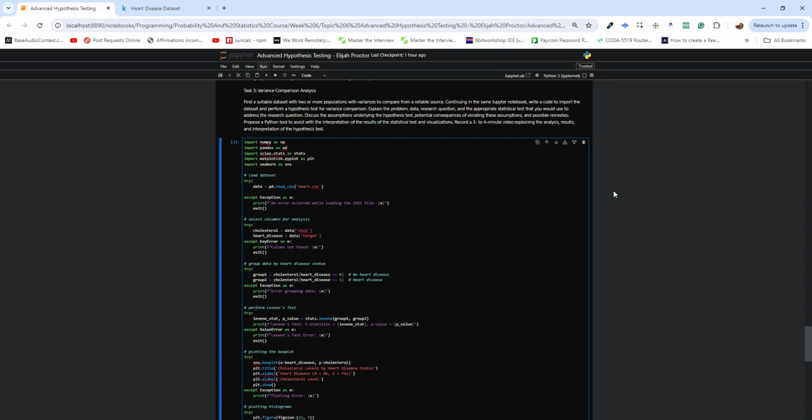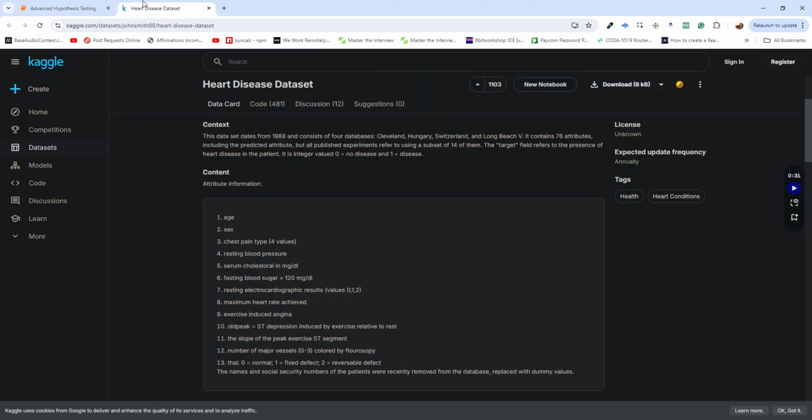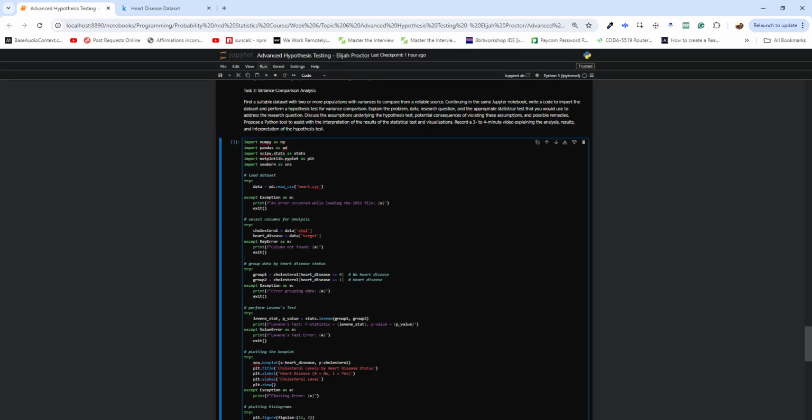So first we need to find a suitable data set with two or more populations with variances to compare from a reliable source. So we're using our heart disease data set, and this has two columns that we're going to be using. One is for the cholesterol levels of these patients and their target, which tells us whether or not they did or did not have heart disease.